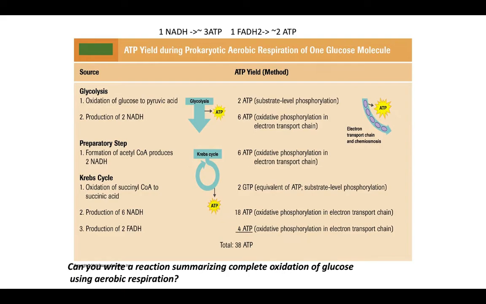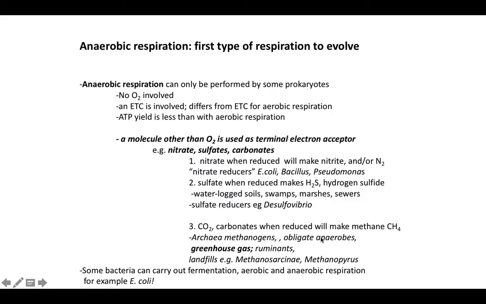And again, this is just showing you the stages in aerobic respiration, how many ATP are made, just a big overview. And then, folks, we just really briefly talked about a more primitive type of respiration that evolved before aerobic respiration. Remember when Earth's atmosphere was still anaerobic?